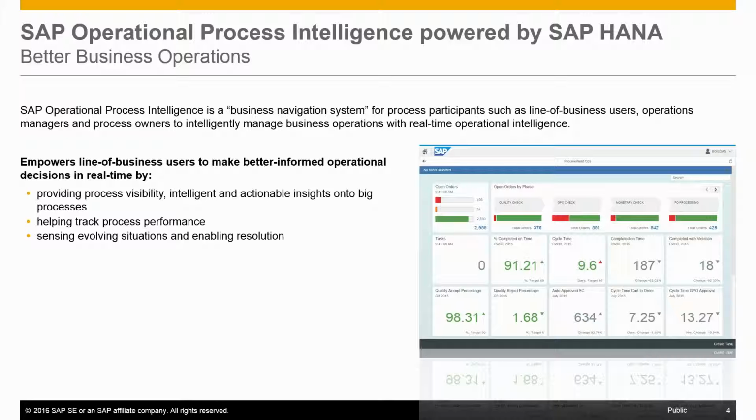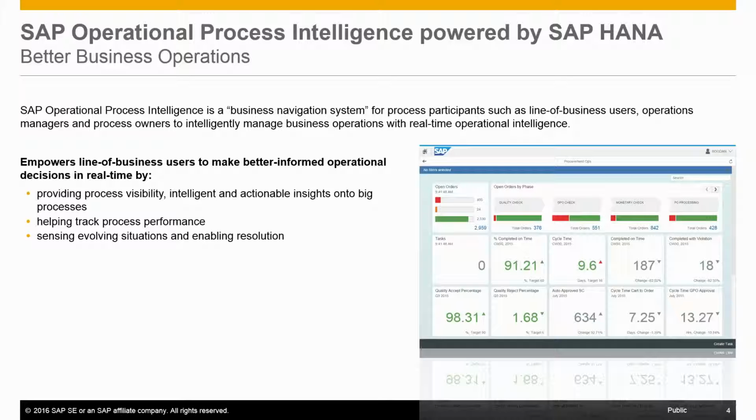Secondly, helping track process performance. It's important to understand what's currently happening, how your processes are performing today, and to also keep track of process transformations. So if there are process transformations running in your business, you really want to understand the impact during and after the transformation. Did it have a positive impact or not?